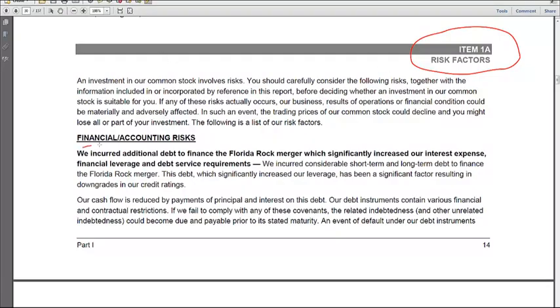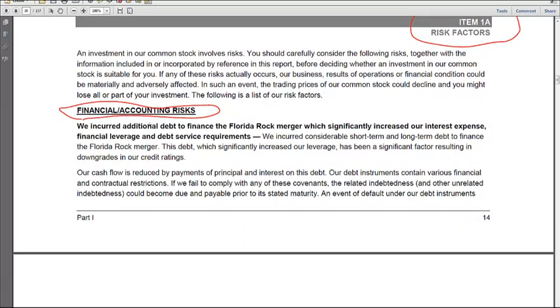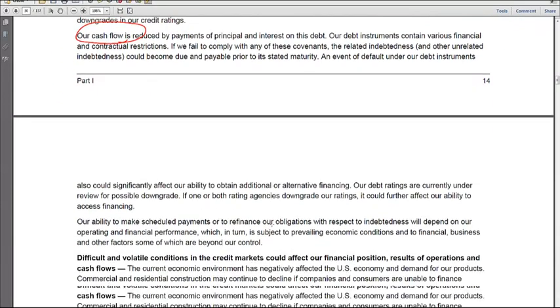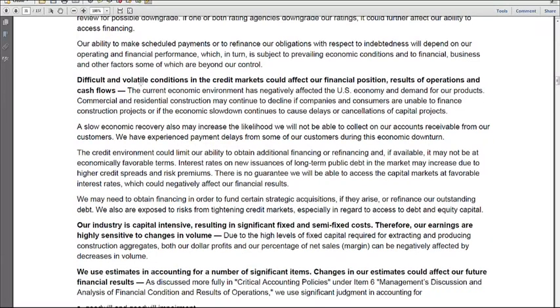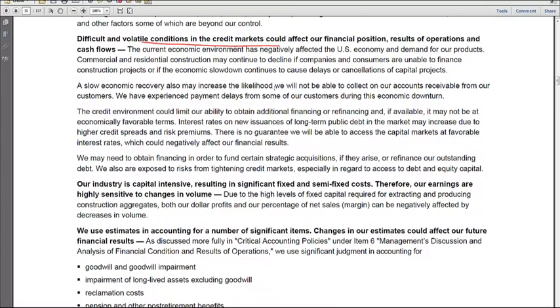So first they have financial and accounting risks, because of course accounting should be the number one risk. First risk is they incurred additional debt for the Florida Rock merger. So that's affecting their interest expense, leverage, and debt service. So the big thing we're concerned about is their cash flow isn't going to be enough to meet the additional debt from this merger. Then there's volatile conditions in the credit markets. So this is 2 years after the financial crisis. Are they going to continue to be able to borrow when they need it?